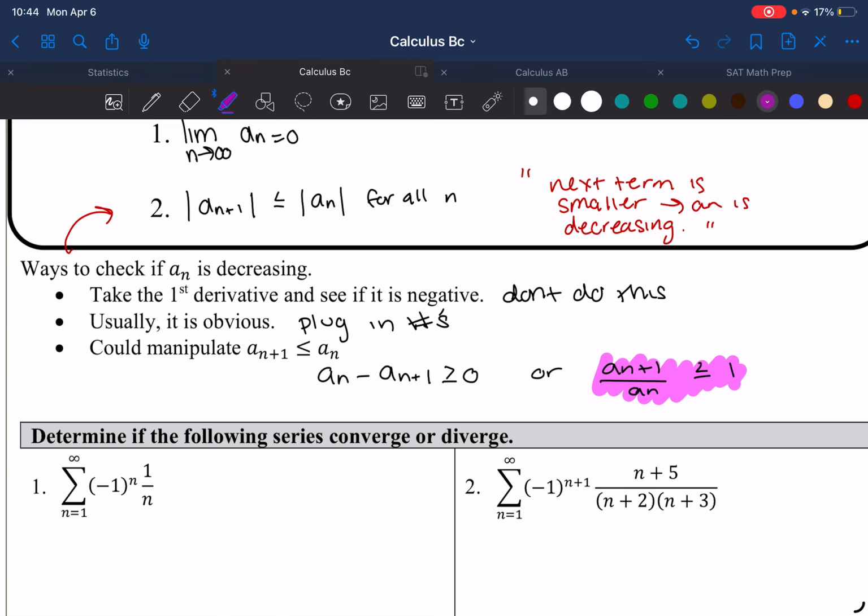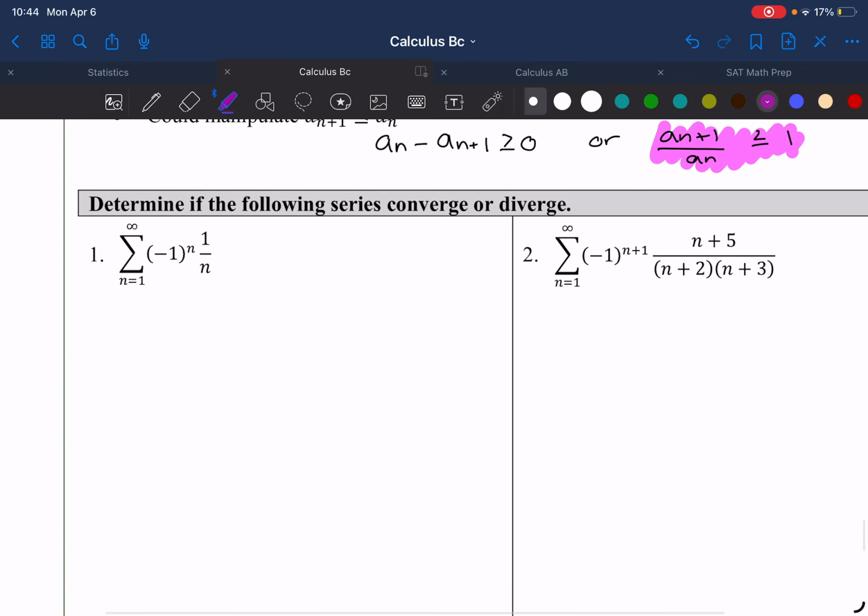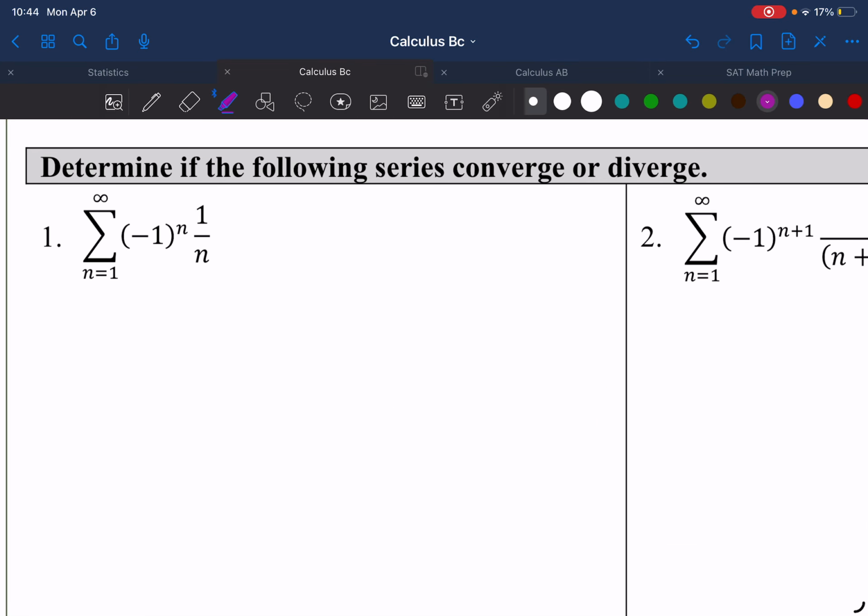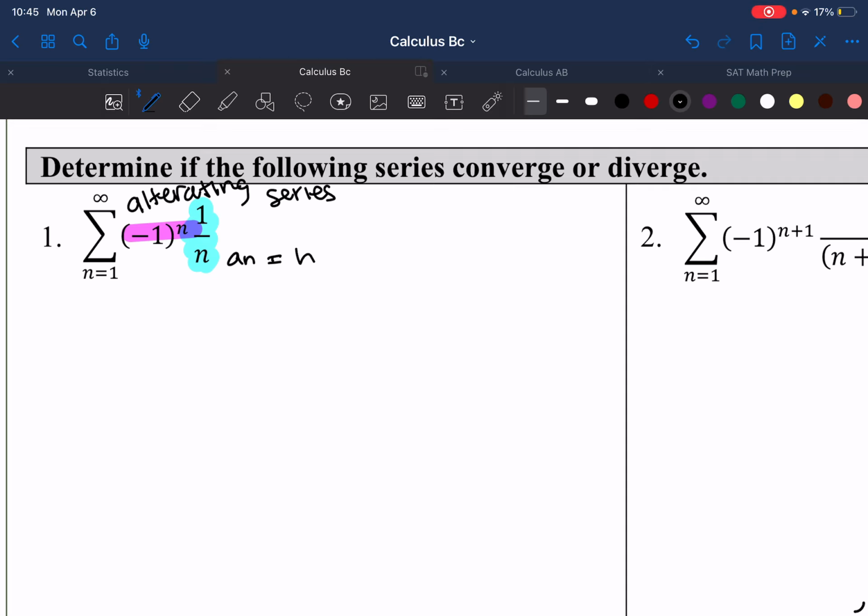Okay, so let's look at number 1. Number 1, we have the summation n equals 1 to infinity, and then we have negative 1 to the power of n. So notice this is an alternating series. Okay, and then we have our 1 over n, which is our a sub n. And remember from previous notes that this is a harmonic p-series.